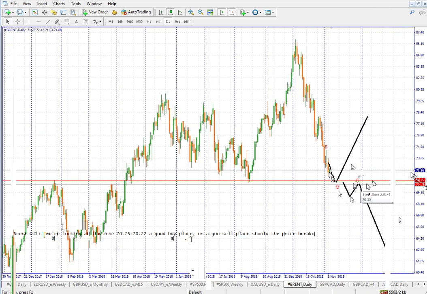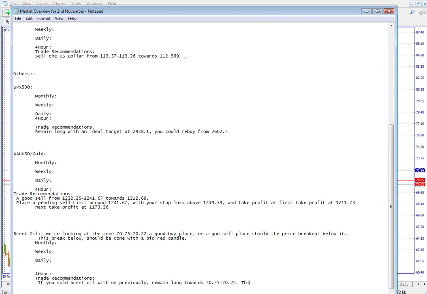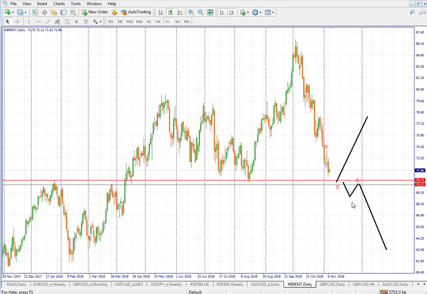This zone, what I mean by this zone is just the zone we just mentioned, this one. This zone is a good buy place, a good buy place for long-term buys. So we are focusing on a buy at the moment, but then should the price break below this line, then we'll wait for price to come back to the same place, then we pick a sell towards this point.